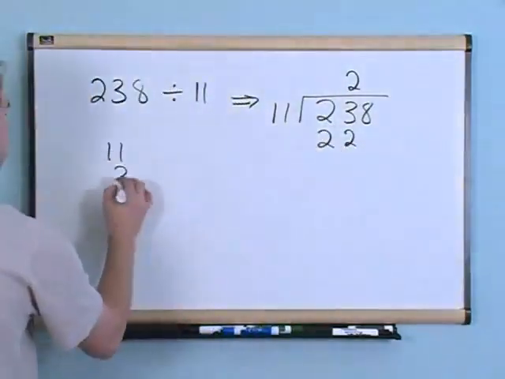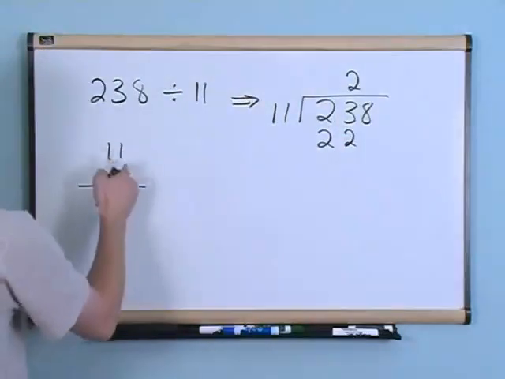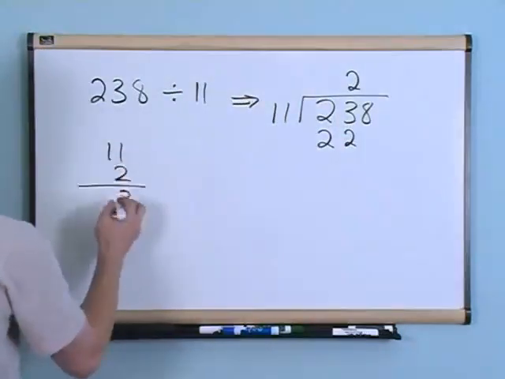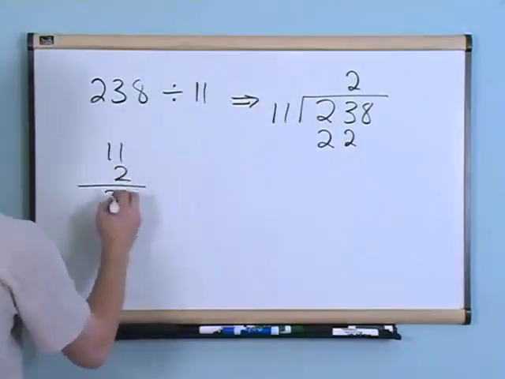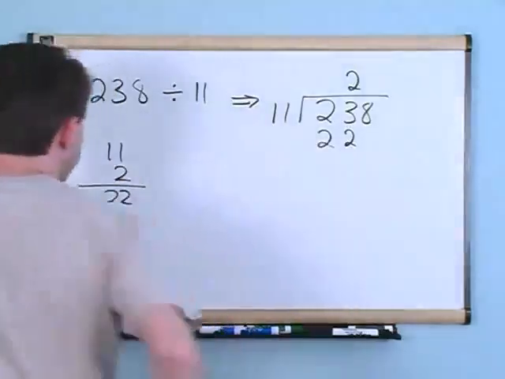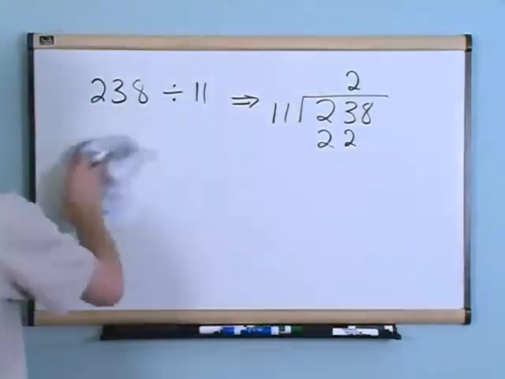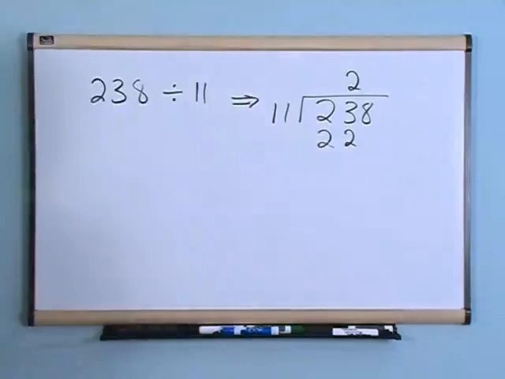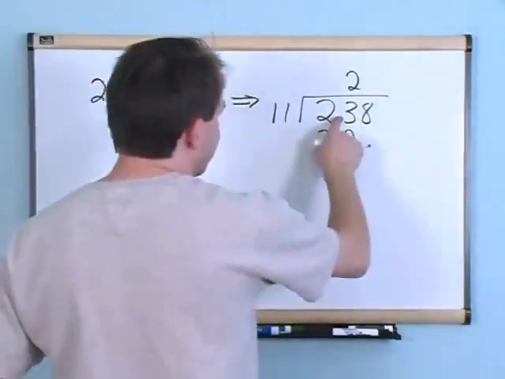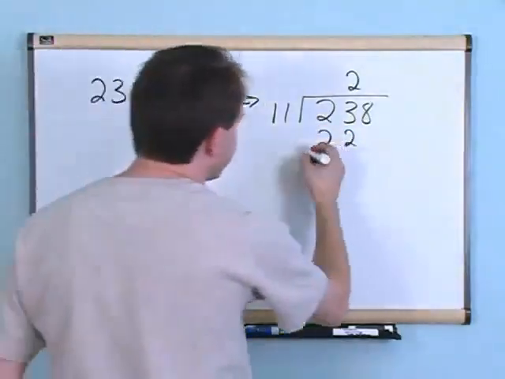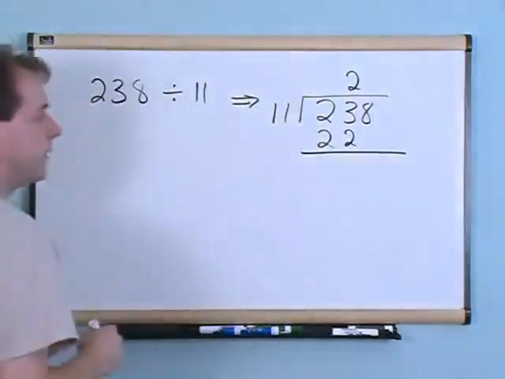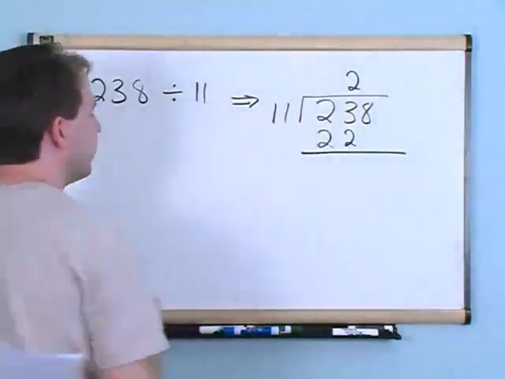And if you forget how to do that, just multiply 11 times 2. 2 times 1 gives you 2. 2 times 1 gives you 2. So 11 times 2 is 22. That's all I'm doing here. Nothing special. Now, 22 is pretty darn close to 23, so that's exactly as far as we can go. So that's the right number, 11 times 2 here.